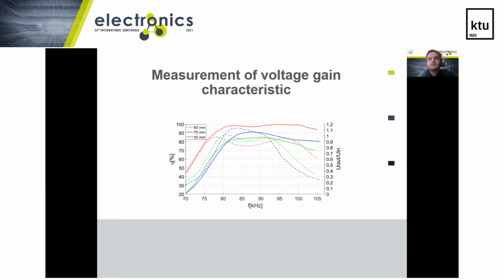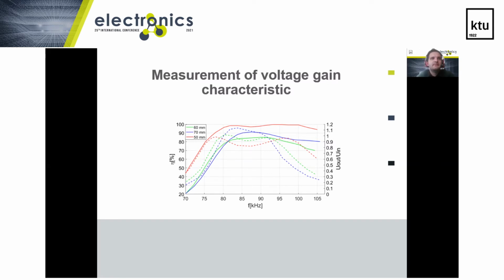The highest efficiency, 99.5% for the coupling coil, was achieved at the distance 50 millimeters and frequency of 95.5 kilohertz. Simultaneously, at this point, high voltage gain is achieved. At 60 millimeters, the maximum efficiency was 85% at the frequency of 90 kilohertz, and the value of the voltage gain also reaches its maximum.